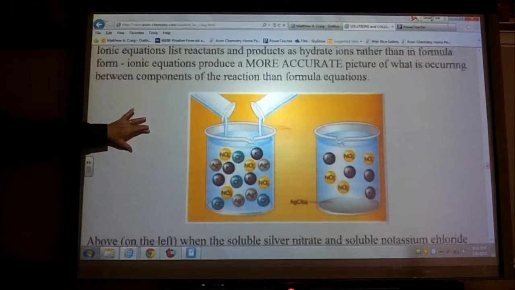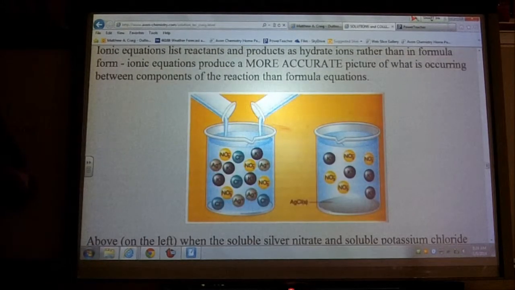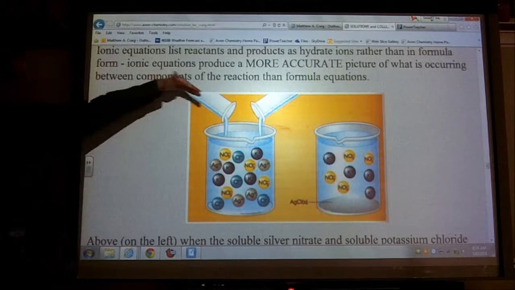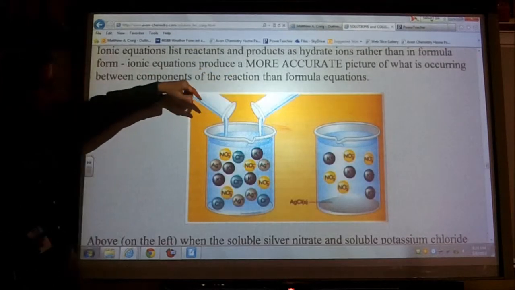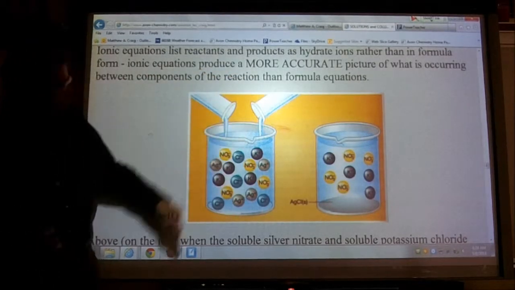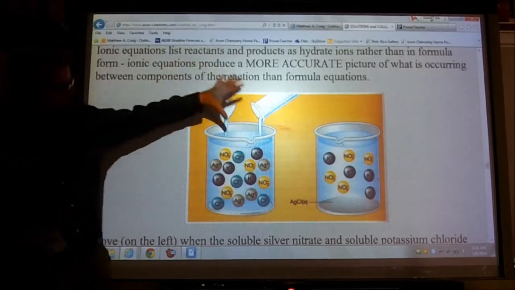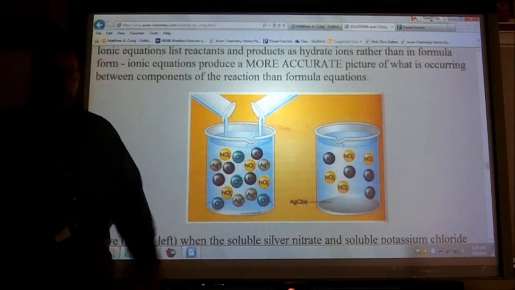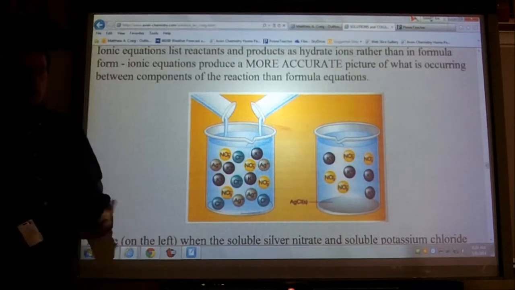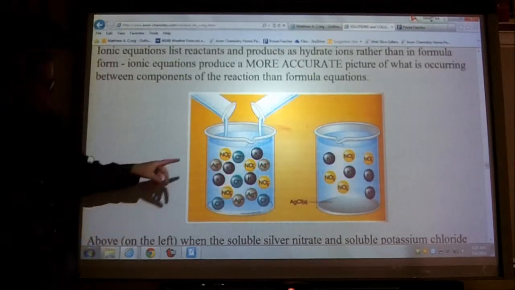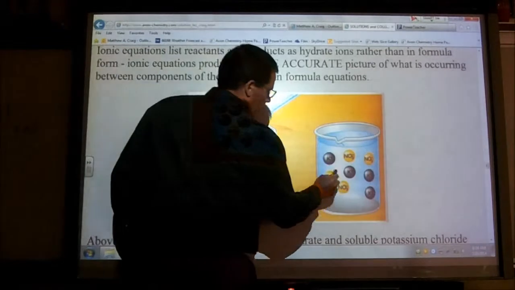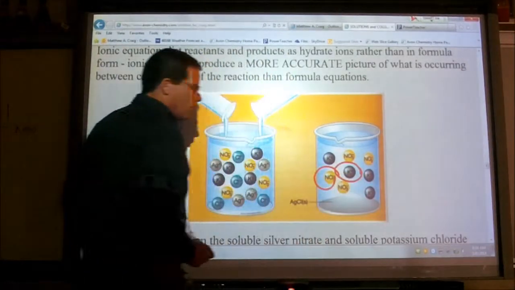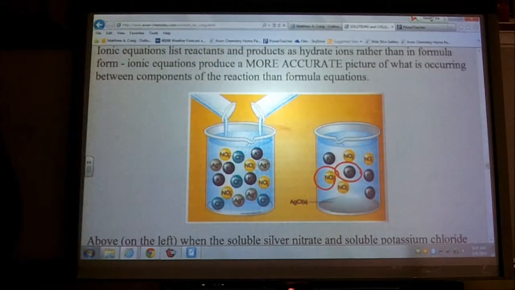Now this image here is actually showing what is happening or what is occurring. So I have two different solutions, and it looks like in this one I have silver nitrate and potassium chloride. When I mix the two solutions together, well, the nitrate and the potassium ions aren't going to do anything. They like to be soluble. And if we say that we have a bunch of nitrate and potassium ions in solution, did we talk about what those ions were called?